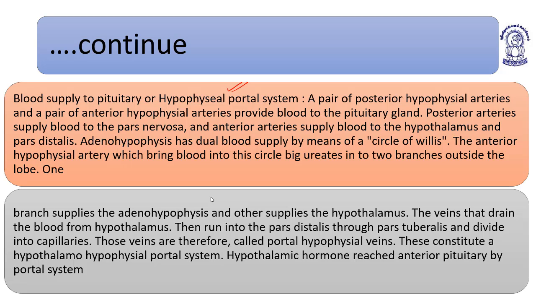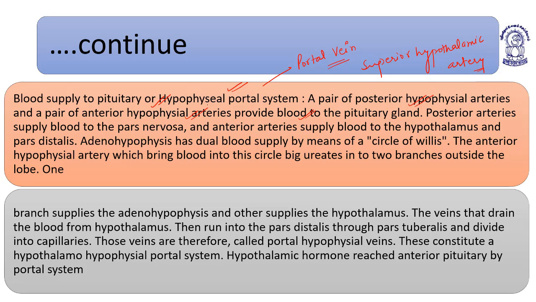Today we are going to start with the blood supply of the pituitary gland and the hypophyseal hypothalamic stalk system. The blood supply to the pituitary, or hypophyseal portal system, is basically conducted by the portal vein and the superior hypothalamic artery. A pair of posterior hypophyseal arteries and a pair of anterior hypophyseal arteries provide blood to the pituitary gland.